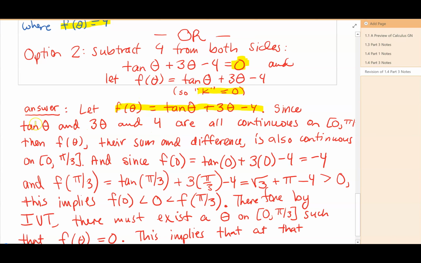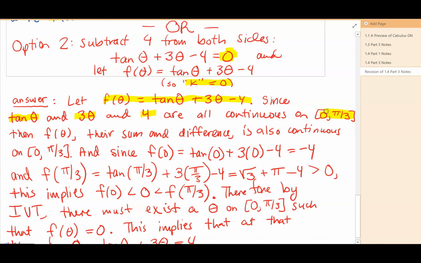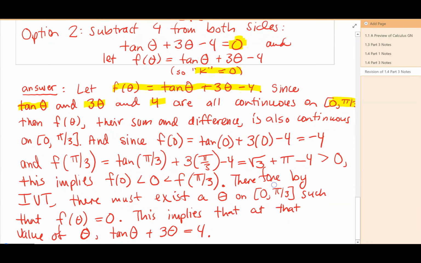You then go on to state that these three functions separately, so this is that trig function that just makes a squiggle, this is a straight line, this is a horizontal line, are all separately continuous on the interval 0 to pi over 3. So there's the first time we mentioned that x interval. Then when you put them together, you add or subtract them, which is what f of theta is. That means f of theta is also continuous on that x interval. So we define the function. We show that it meets the condition, that it's continuous on the interval 0 to pi over 3.